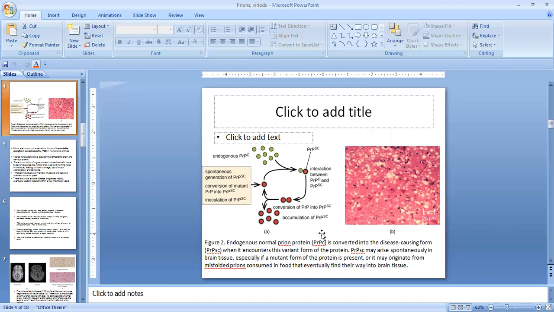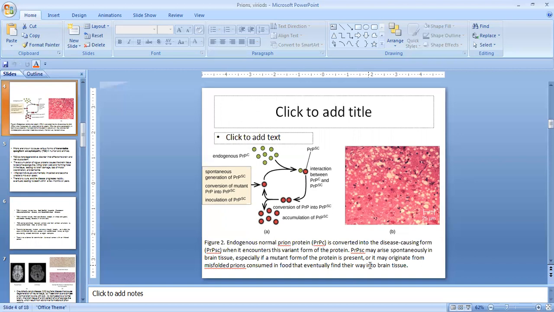PrPSc may arise spontaneously in the brain tissue, especially if a mutant form of the protein is present, or it may originate from misfolded prions consumed in food that eventually find their way into brain tissue. So, the normal protein gets converted into the abnormal protein in two ways, either by a mutation or due to the improper folding or misfolding of the normal protein.